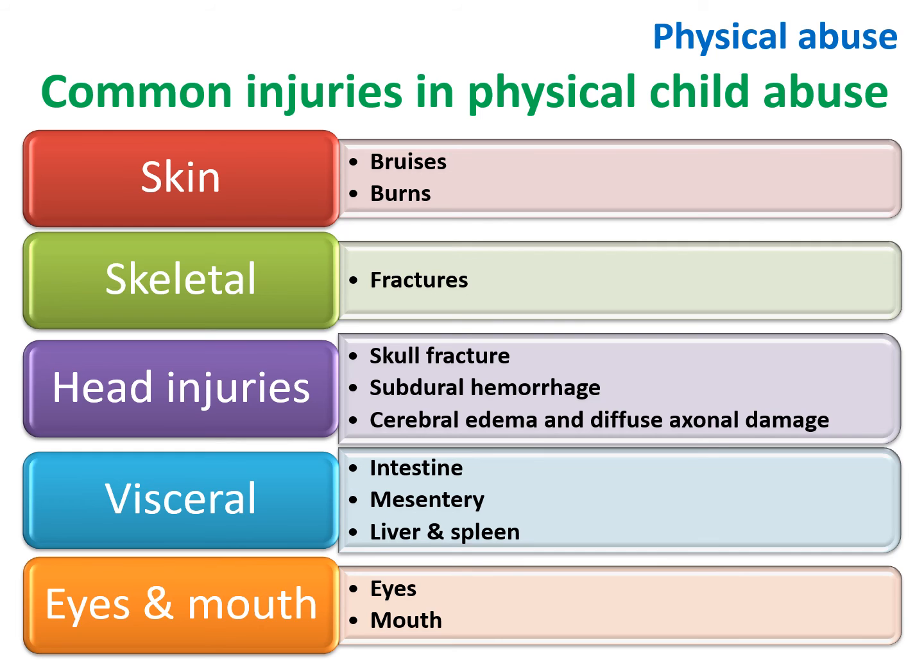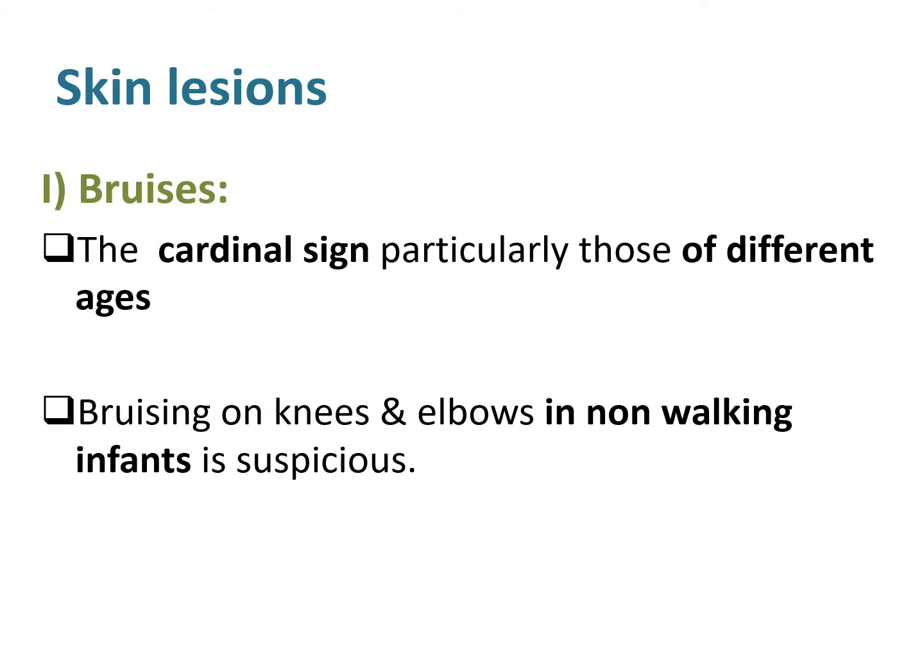To start with, we will start with skin injuries. We have two skin lesions which are very common. They are bruises and burns. Bruises are the cardinal sign, particularly those of different ages. If you find a child with bruises of different ages of healing, this must raise your suspicion that this child is undergoing child abuse.